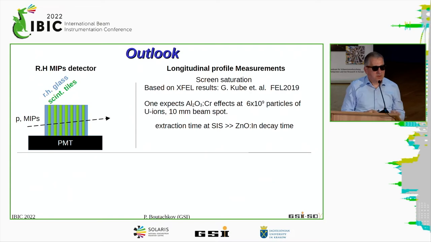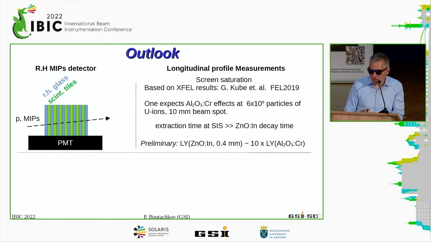Well, zinc oxide is an interesting material because the decay time, which I showed you, is much faster than the extraction when we are running in fast extraction. This is where you get this saturation. This is the first step. We looked into the light yield of zinc oxide versus our standard Chromox. It's about 10 times more light from zinc oxide. I say standard Chromox because Chromox properties vary quite a bit from manufacturer to manufacturer.